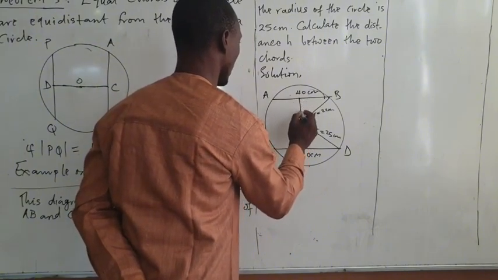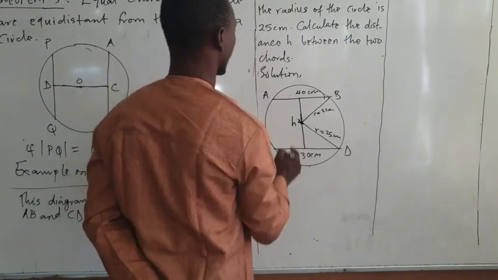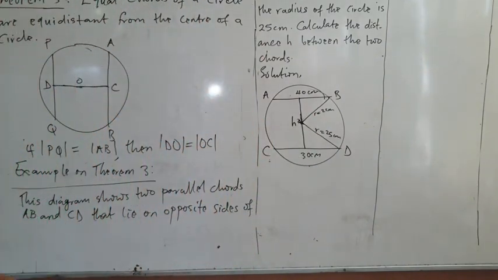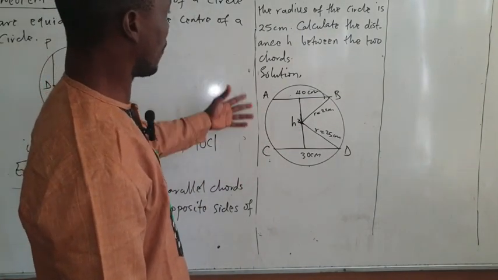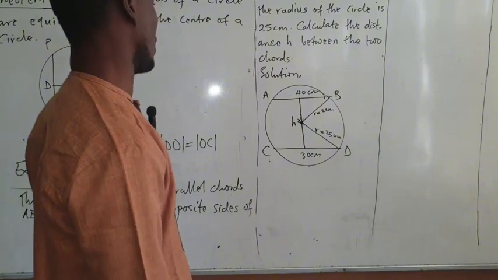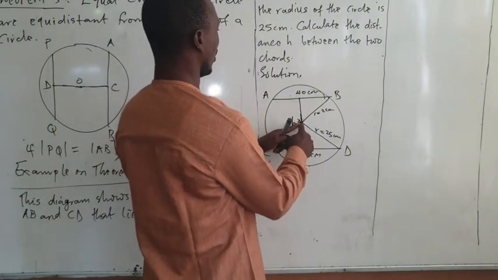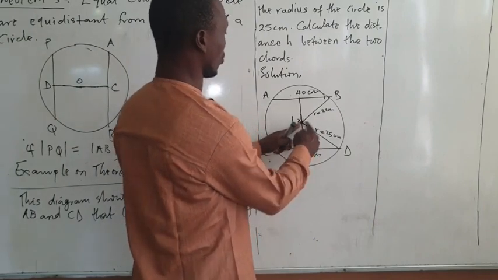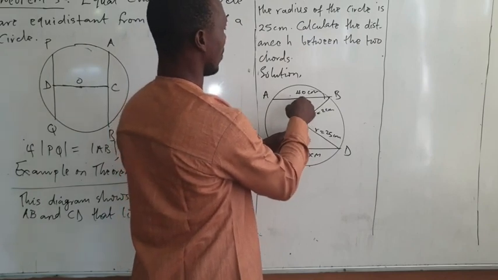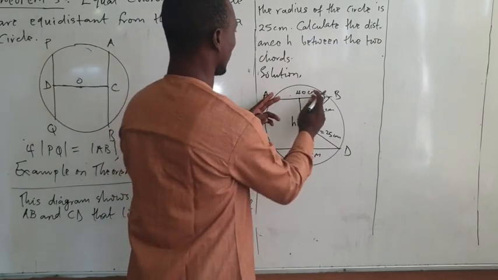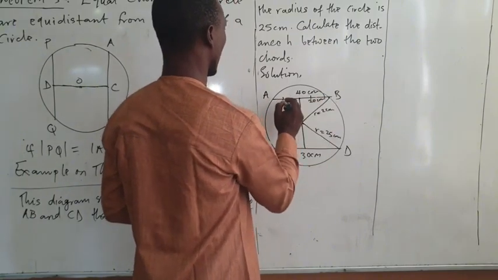So here, then here. This is the distance H between the two chords. To know that, we are going to make use of the first, second, and third theorems here. The first theorem says a straight line drawn from the center of the circle to the middle point of the chord, which is not the diameter, bisects the chord. So we have the bisection of the chord, which means this place will be 20 centimeters and this place will be 20 centimeters.